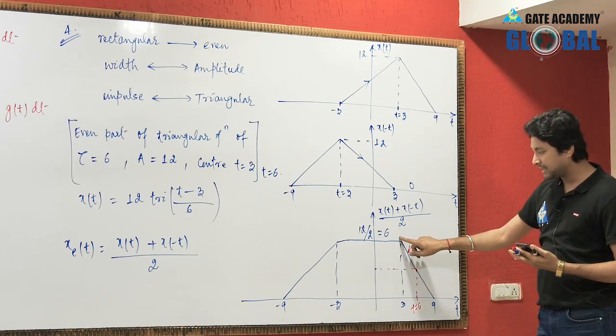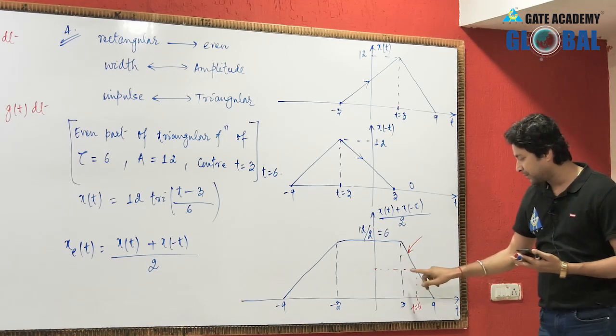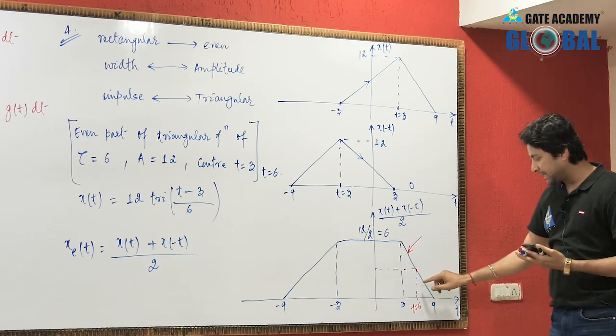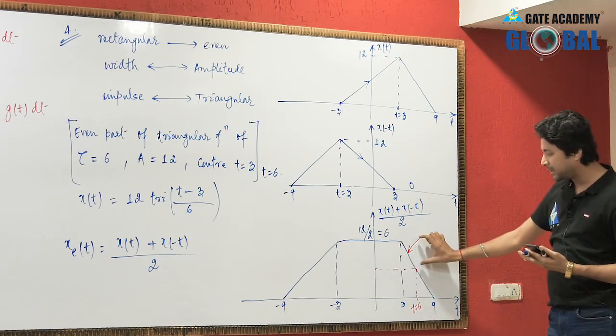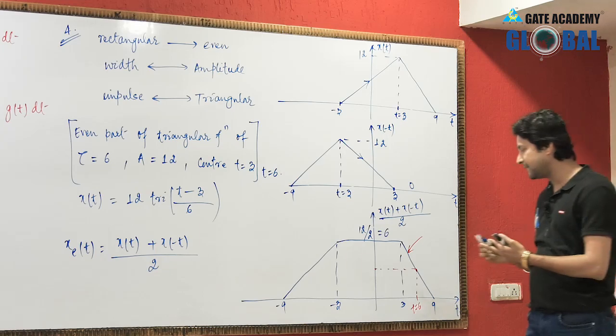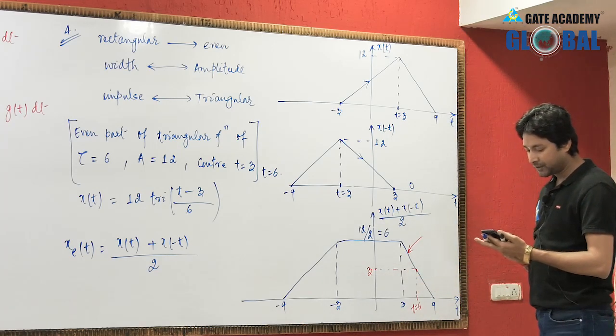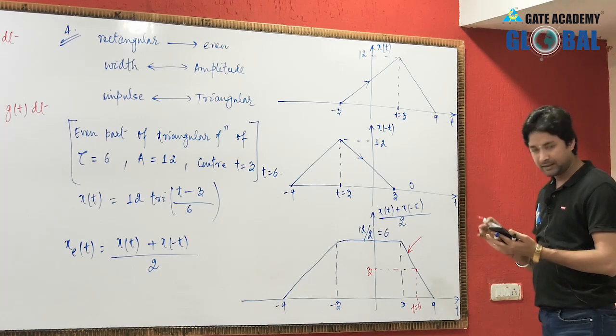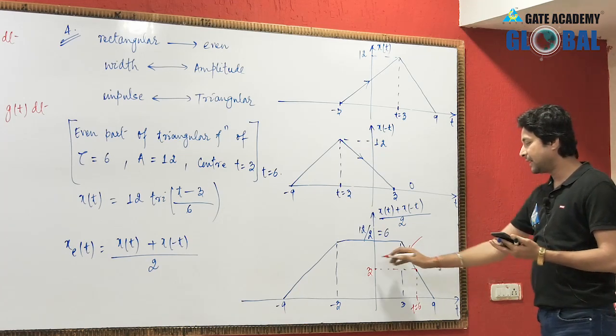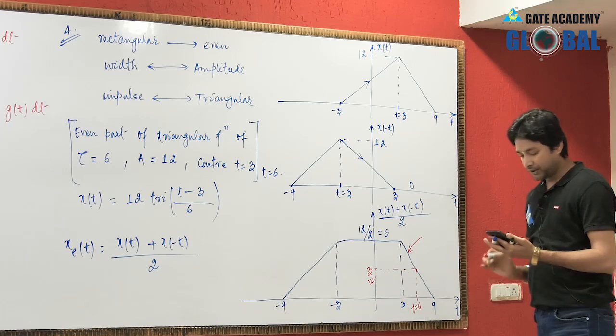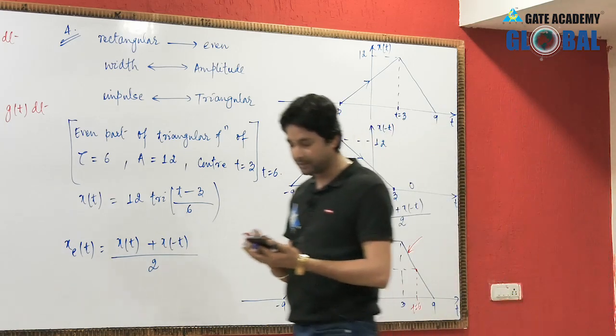If you are at 6 here at t = 3, then up to t = 6 you will be decreasing the value by 3 units, and therefore the remaining value at t = 6 will be 3. So the correct answer for question number 4, the even part value at t = 6, is 3. So now we will take question number 5.